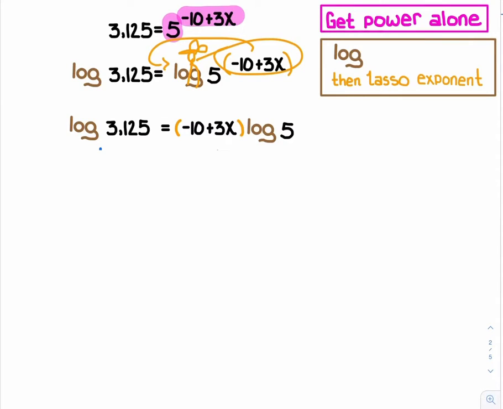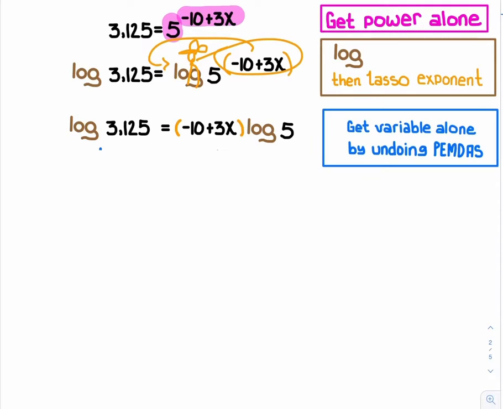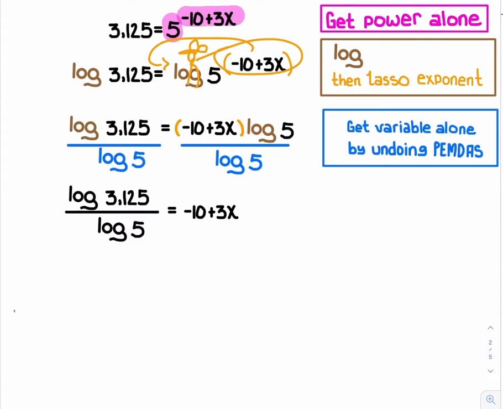Now that I've moved the exponent to the front, we've really accomplished a big thing. The variable is no longer trapped in the exponent spot. We can now just undo the order of operations to get x alone. So I'm dividing both sides by log of 5. Log of 5 is just a number. Then I'm going to continue to get x by itself by adding 10 to both sides.